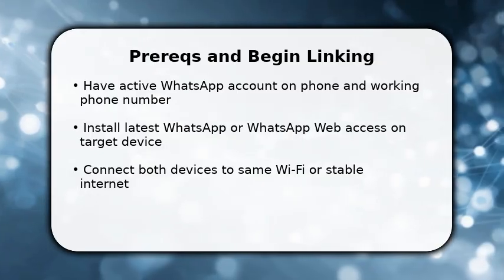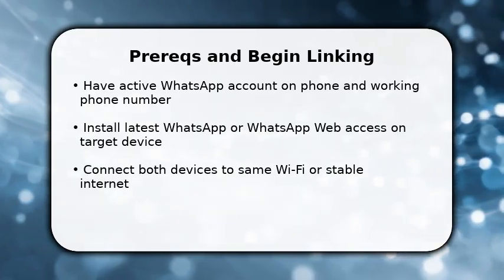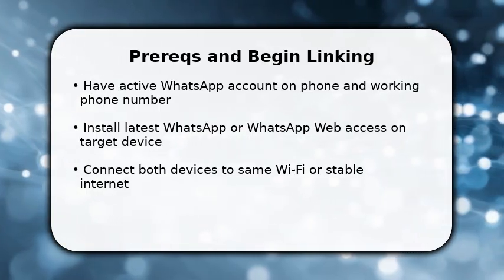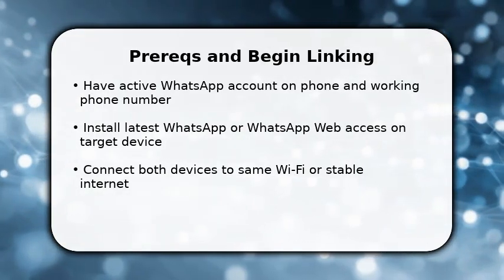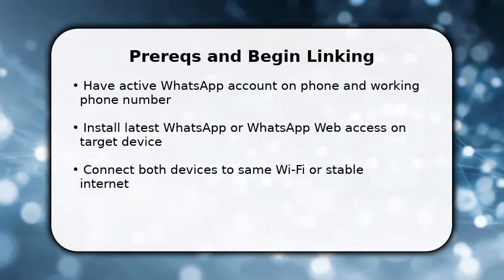You start by confirming prerequisites. Your phone must host the active WhatsApp account and be reachable. Once done, open WhatsApp on the phone and the target device, desktop app, or browser. Make sure both devices have reliable internet. Unstable networks break the link.